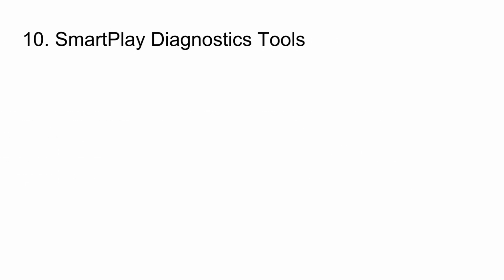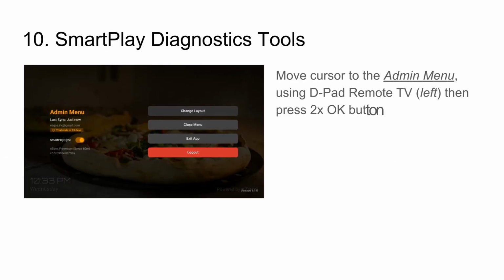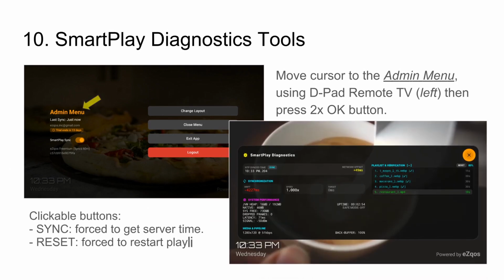The Smart Play diagnostics tools are accessible via the Admin menu. Move the cursor to the Admin menu using the D-pad, then press the OK button twice. You'll find buttons to sync or reset verifications. And well done! Now your TV is already set up properly.